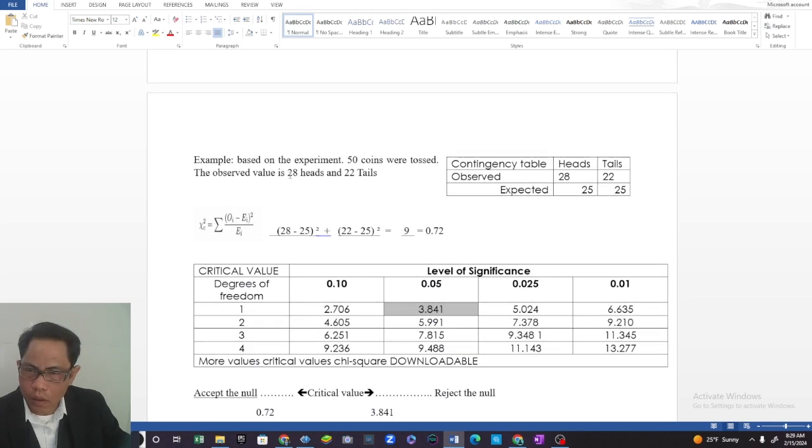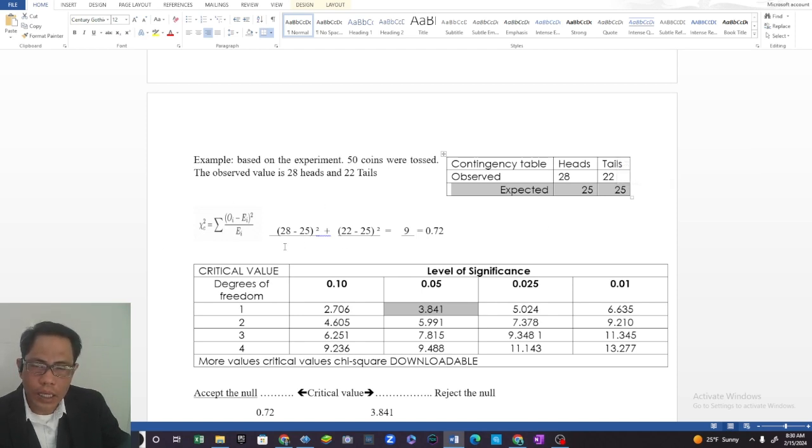So based on the experiment, 50 coins were tossed. The observed values are 28 heads and 22 tails. So we have our contingency table here. We have 28 and 22. That's our observed. Our expected is 25 heads. We're expecting 25 heads and we're expecting 25 tails.